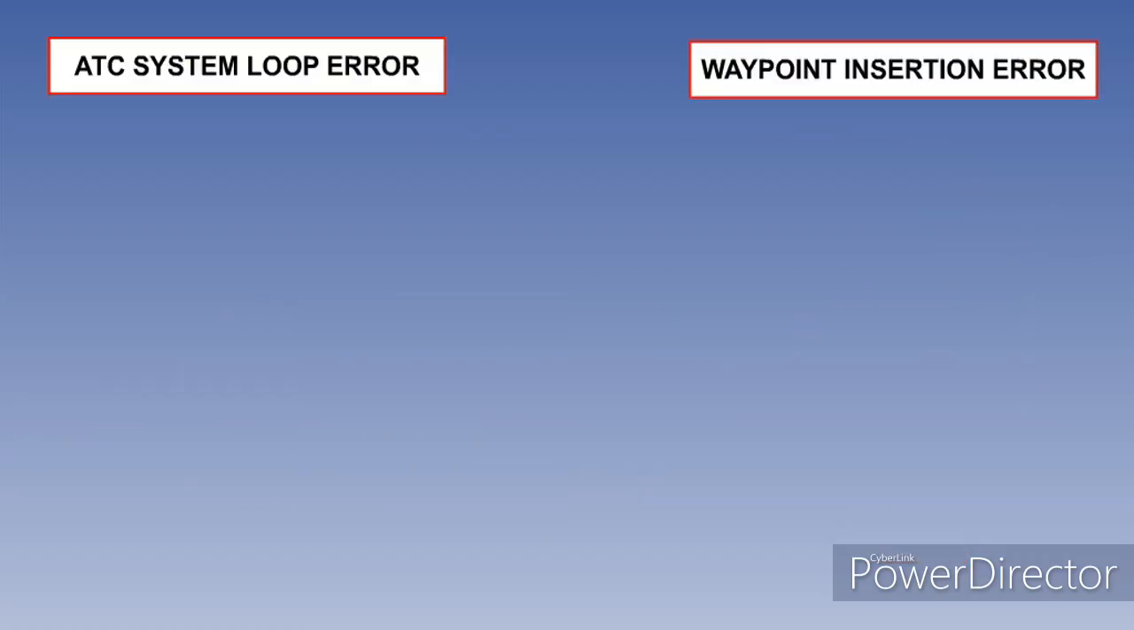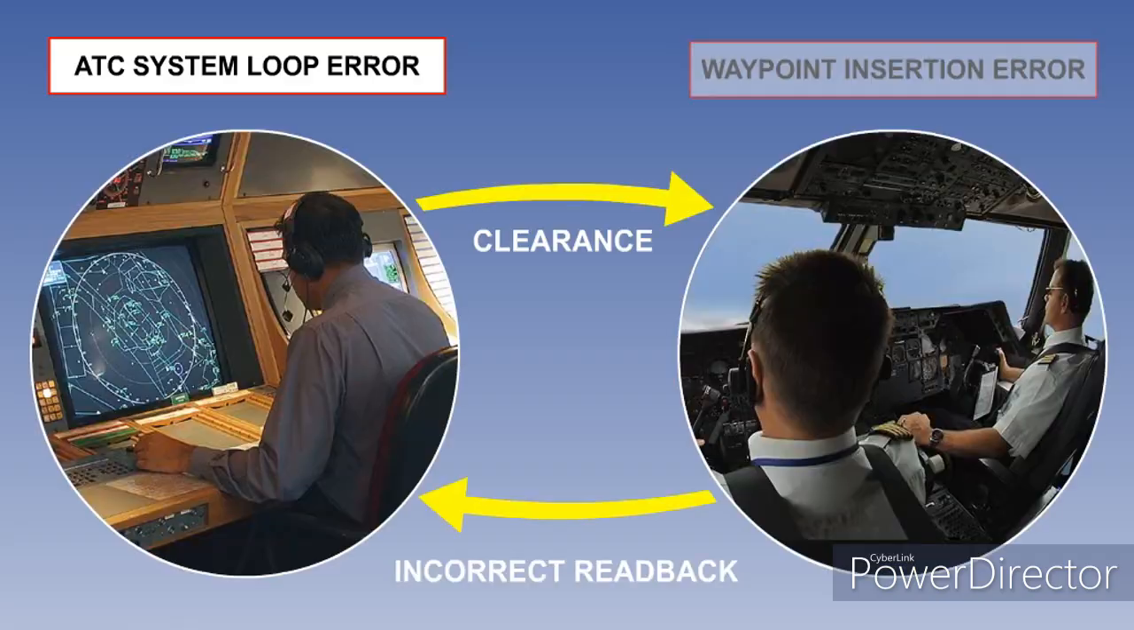Of the errors associated with oceanic clearances, the two most significant are ATC system loop errors and waypoint insertion errors. An ATC system loop error is any error caused by misunderstanding between pilot and controller regarding flight level, Mach number, or route. For example, if a pilot mishears his clearance, reads it back incorrectly, and the controller fails to notice the mistake. Errors of this kind could cause significant problems, but are likely to be found and corrected during position reporting.